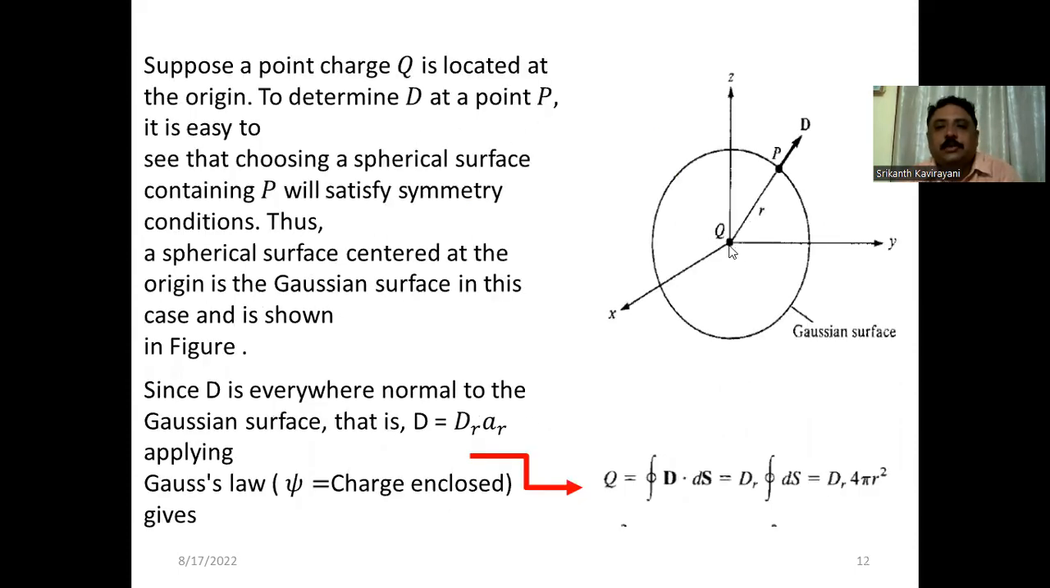Suppose a point charge Q is located as shown in the figure, and we want to determine D at a point P. It is easy to see that choosing a spherical surface containing P will satisfy the symmetry condition. So Q is a point charge, and we have taken a Gaussian surface which is a sphere, symmetrical around this point charge, a spherical surface centered at the origin, as shown in the figure. Since D is everywhere normal to the Gaussian surface, we define D equal to D_r a_r. Applying Gauss law, the charge enclosed would be given as Q equal to the closed surface integral of D dot dS equal to D_r times the closed surface integral of dS, which gives us D_r 4 pi r squared.